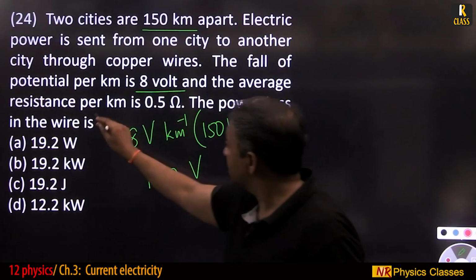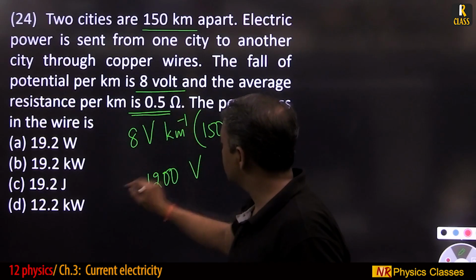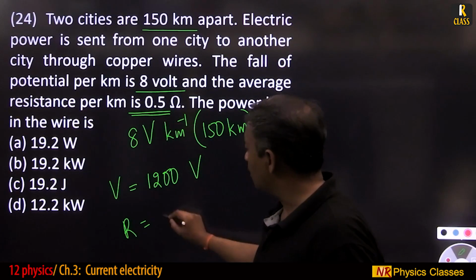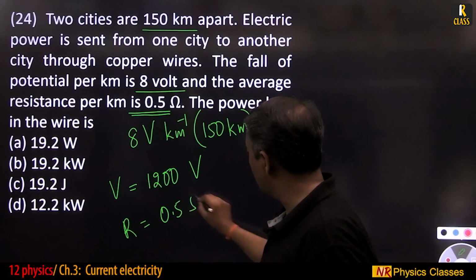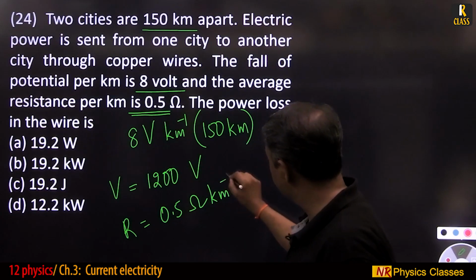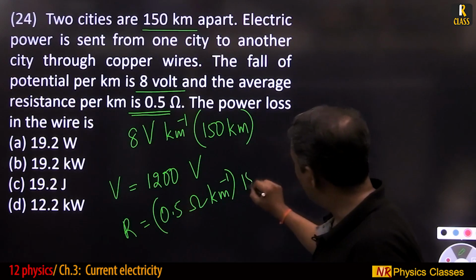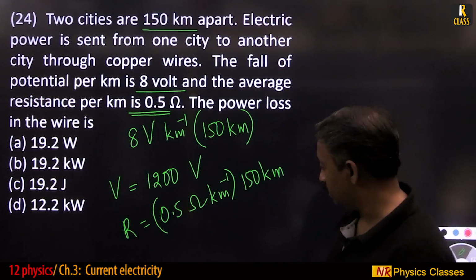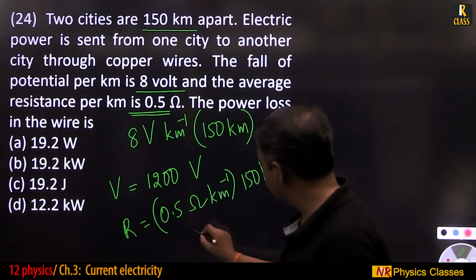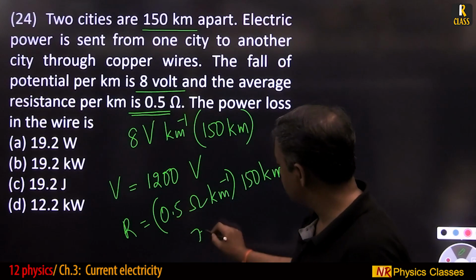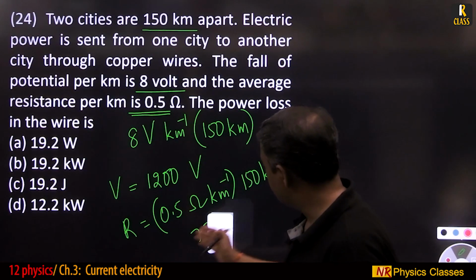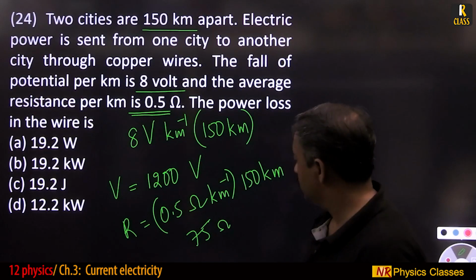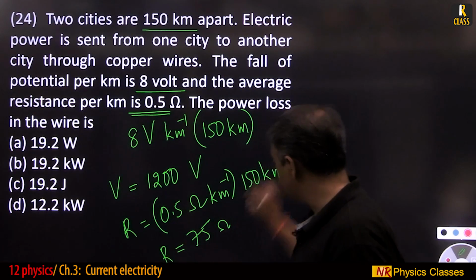The average resistance per kilometer is 0.5 ohm. There are 150 kilometers. 150 into this, half of this is 75. So resistance is 75 ohm.